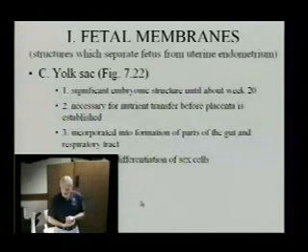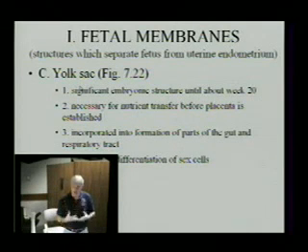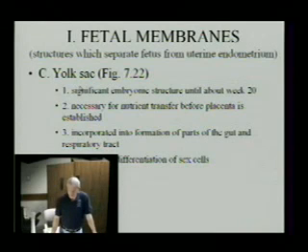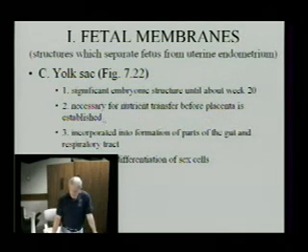The yolk sac is the next membrane that we can discuss, and we've seen it develop. There was the primary yolk sac, the extraembryonic coelom, and the secondary or actual yolk sac developed within that area. So it is a significant structure until about the 20th week. It's necessary for nutrient transfer between the placenta that becomes established. It's incorporated into formation of parts of the gut and the respiratory tract.